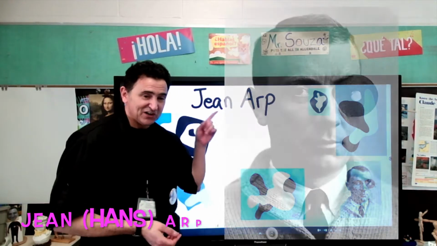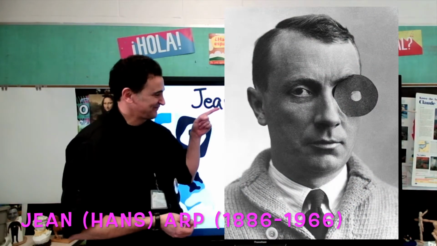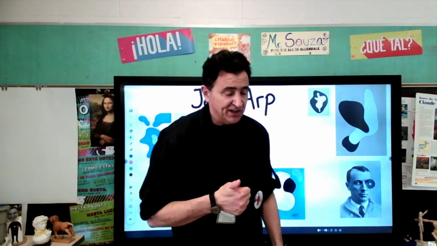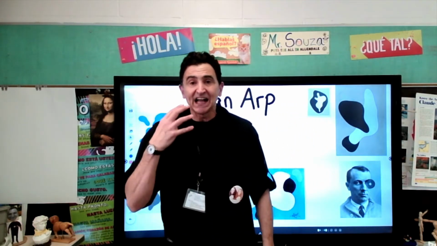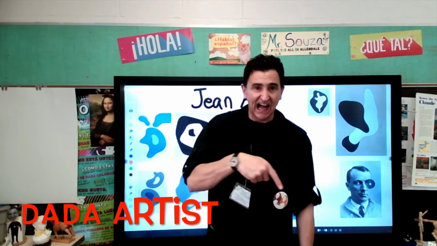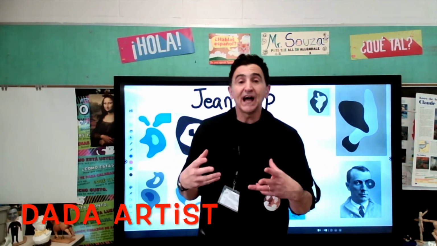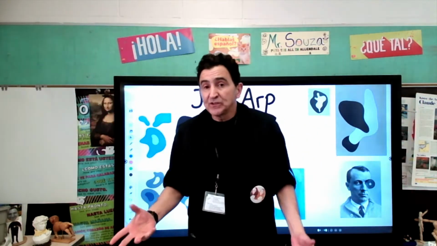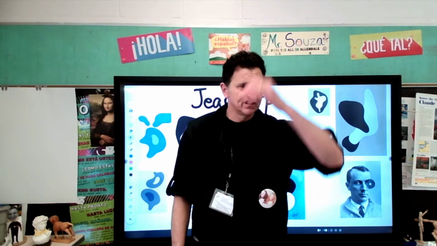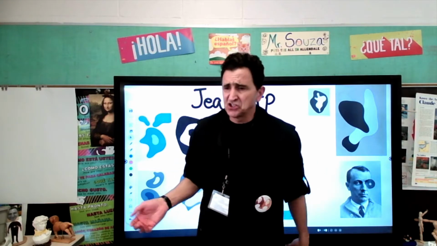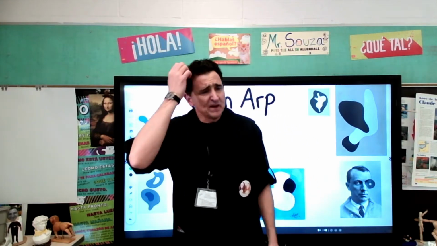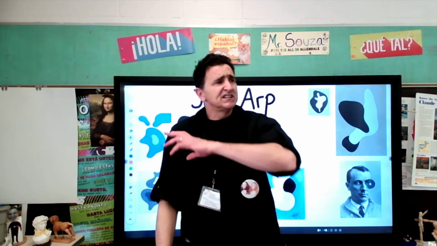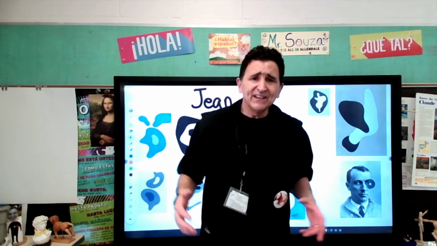Yes, Mr. Jean Art right here. See him? That's him. Right? So Mr. Jean Art was a Dada artist. Yeah, Dada. You see that? Dada. So Dada artists, what they did is they made art with whatever they wanted. Yes, they would get shapes, put them together. They would make crazy poetry. They would make movies. They made all kinds of art, okay?